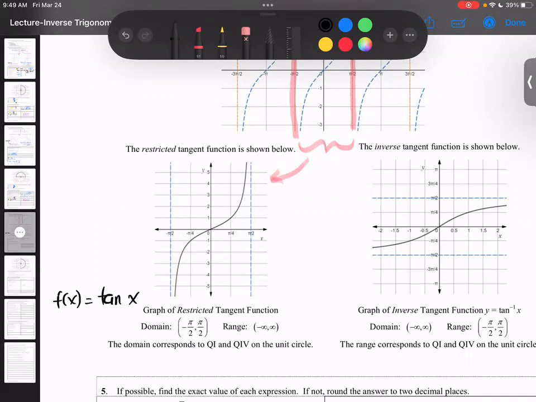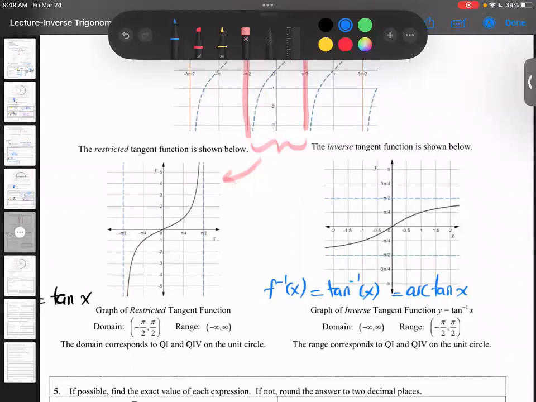If you flip it over, that makes it really easy. That implies f inverse, which is tangent inverse of x, or arctangent of x, has a domain from negative infinity to positive infinity. The range is negative pi over 2 to pi over 2, and the range corresponds to quadrant 1 and quadrant 4, just like sine.